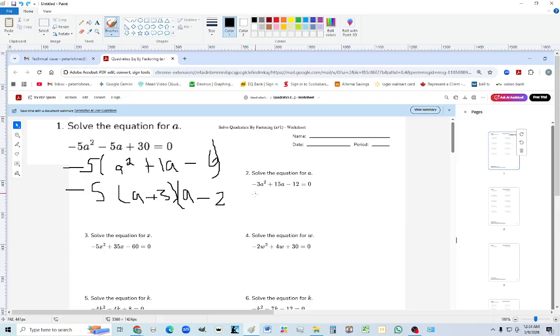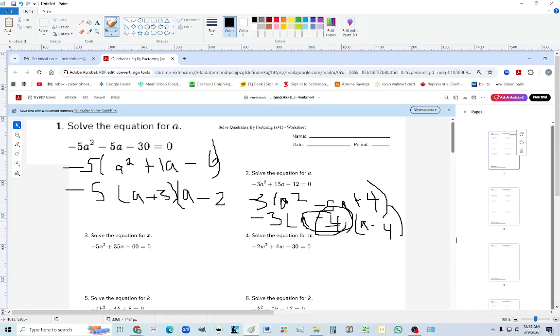They're all like that. So this has a minus 3 in common. If 3 is common with all of them, and I want to get rid of this minus, I'm left with a squared minus 5a plus 4. So I'm looking for something that multiplies out to positive 4 and adds up to minus 5. That's minus 4 and minus 1. So that becomes minus 3, a minus 4, a minus 1.